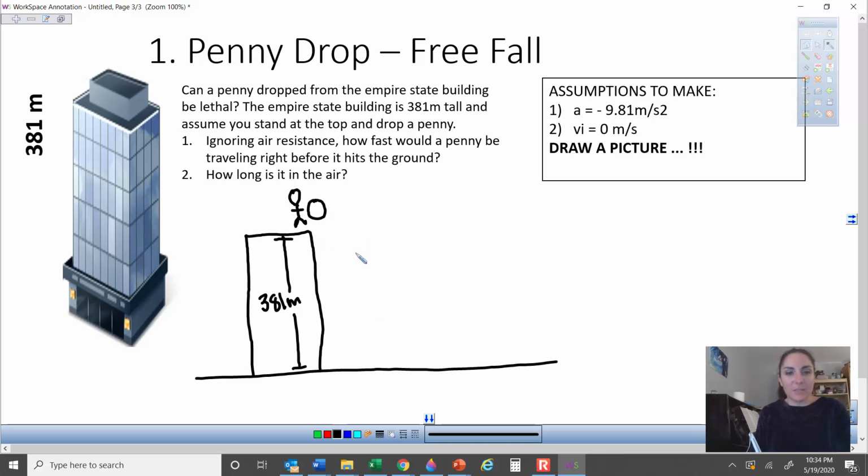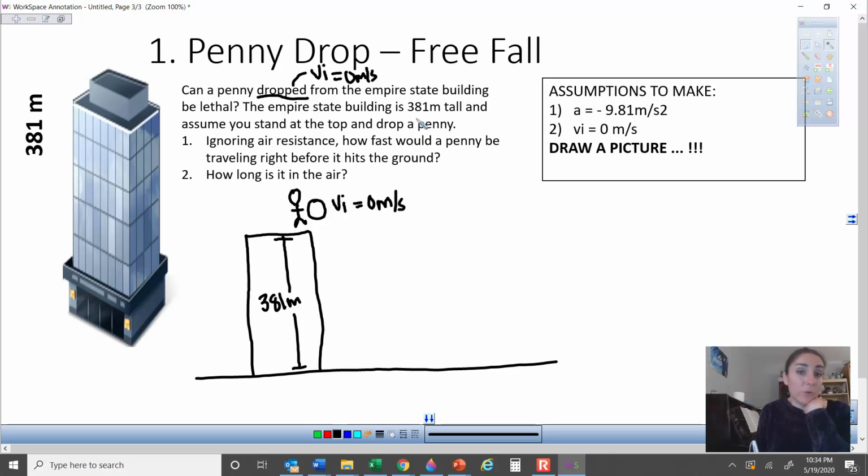We know that the penny is dropped. Dropped is a key word for an initial velocity of 0. So that means v_i is 0. So I have the initial velocity.